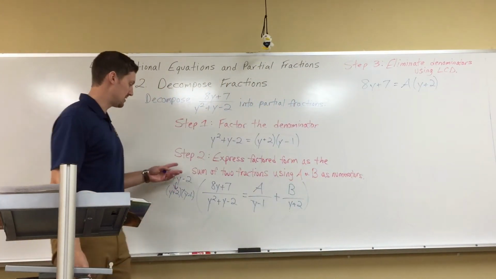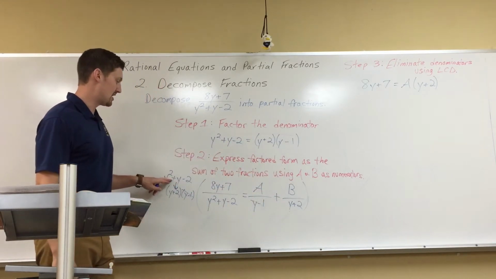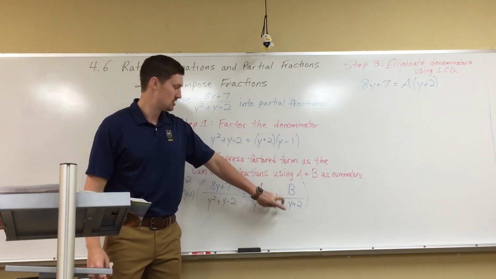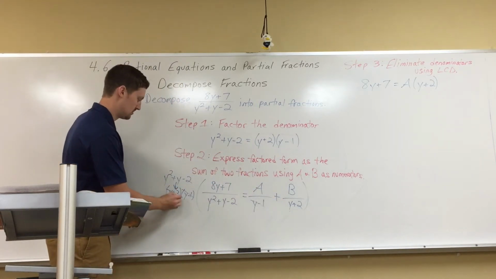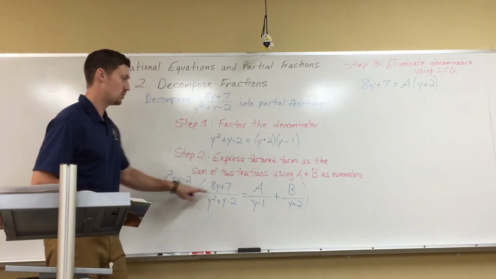Okay, we have one more term that this LCD has to be multiplied by. What happens when I multiply y² + y − 2 times this term? The y + 2's cancel. That leaves me then with (y − 1) times B.